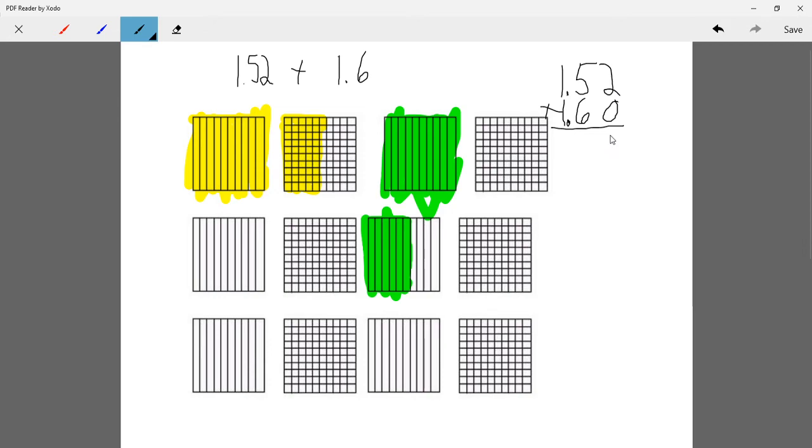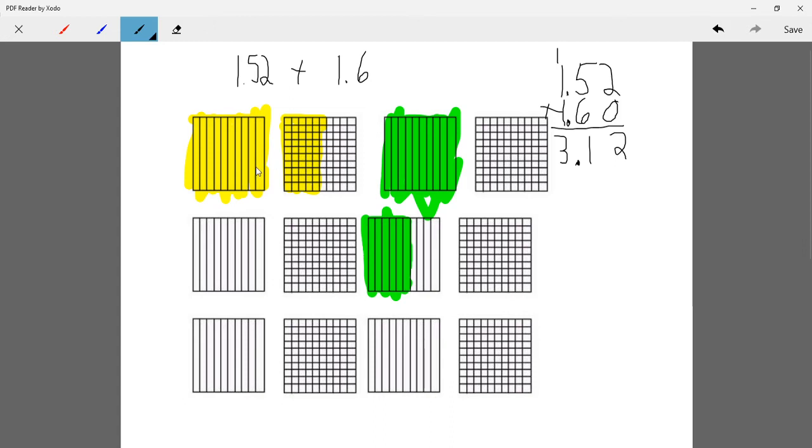2 plus 0 is 2. 5 plus 6 is 11. Carry the 1. Remember to bring down the decimal. And now we have 1 plus 1 plus 1 is 3. So now that is 3 and 12 hundredths.